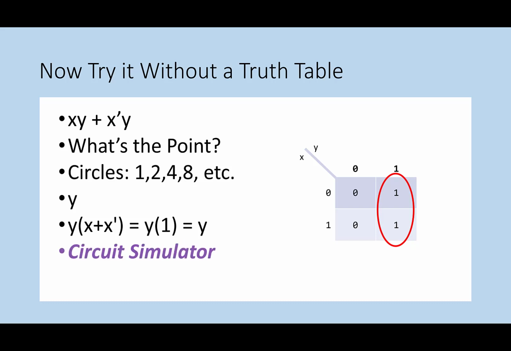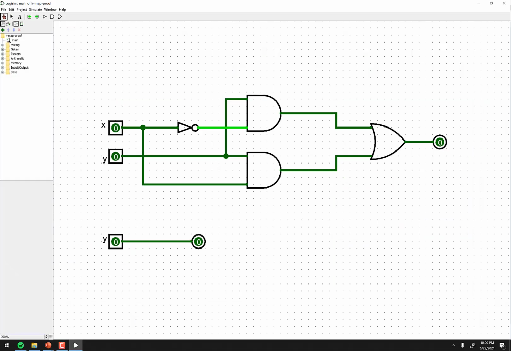But let's take a look at it in the circuit simulator. At the top here we have the first circuit, and at the bottom we have the second circuit. And you can see there's a huge drastic difference here. If you'll recall what we said when we looked at that Karnaugh map, if y is 1, x's value doesn't matter. And you'll notice here, no matter what I do to x, this stays at 1.